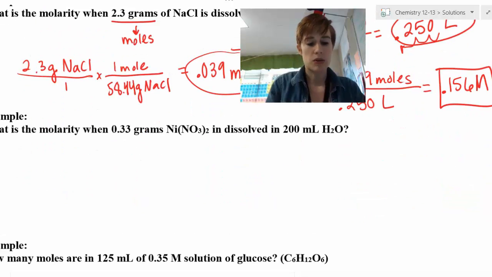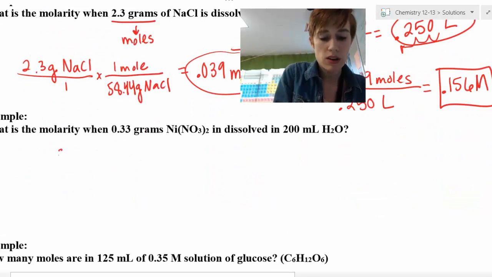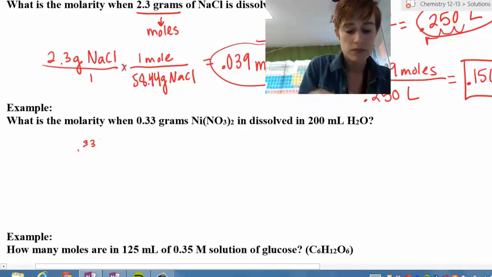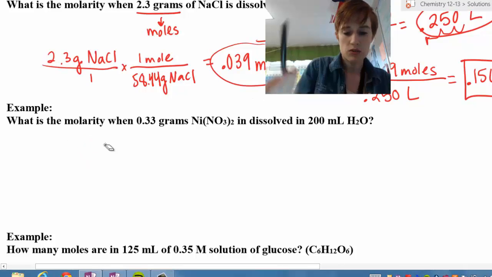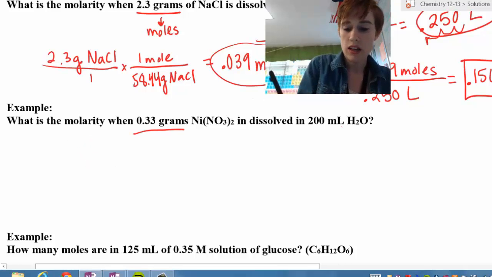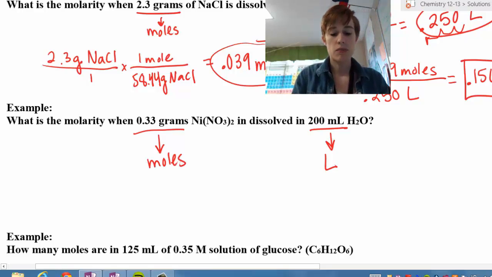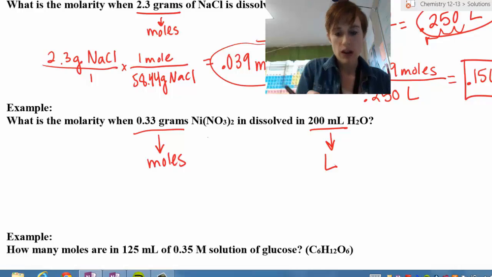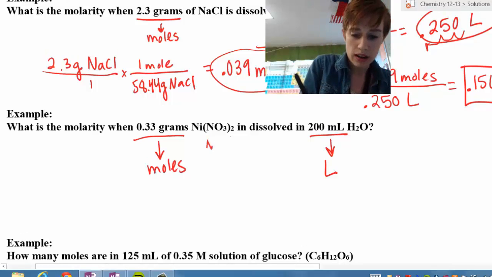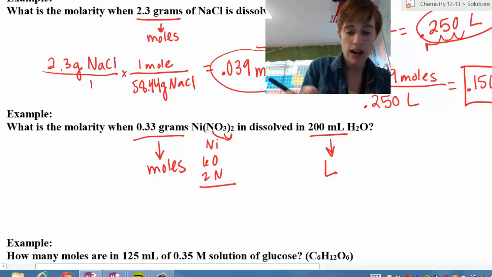Now let's do another example. If I give you 0.33 grams of NiNO2 dissolved in 200 milliliters of water, I know I still have to convert milliliters to liters and grams to moles. Okay? So the molar mass for NiNO3, to get that, I have to do 1 Ni, I have to do 6 O's, I have to do 2 N's, and I have to add them all together.